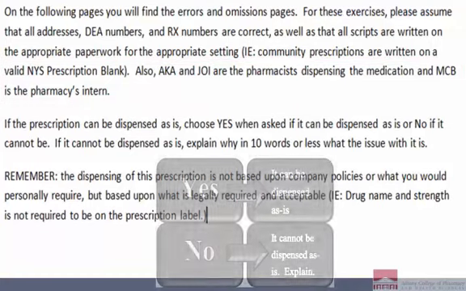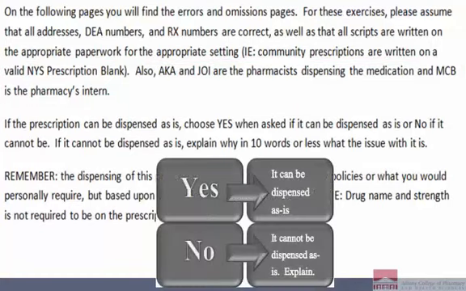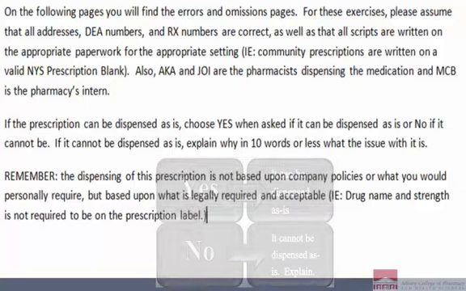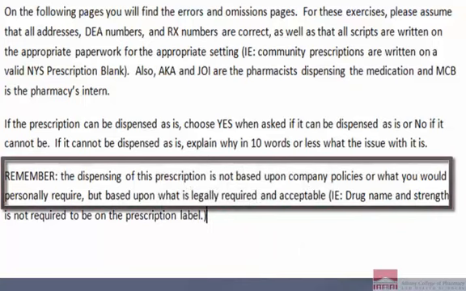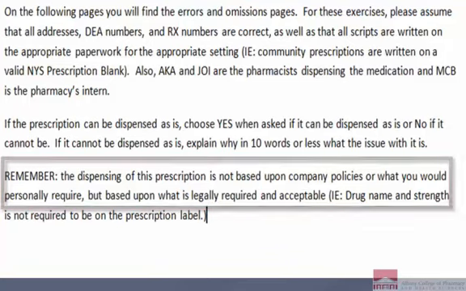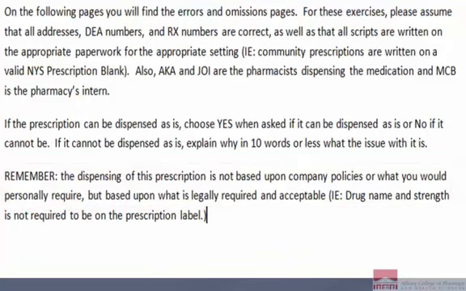If the prescription can be dispensed as is, choose yes when asked if it can be dispensed as is, or no if it cannot be. If it cannot be dispensed as is, explain why in 10 words or less what the issue is with it. Remember, the dispensing of this prescription is not based upon company policies or what you would personally require, but based upon what is legally required and acceptable. For example, drug name and strength are not required to be on a prescription label.